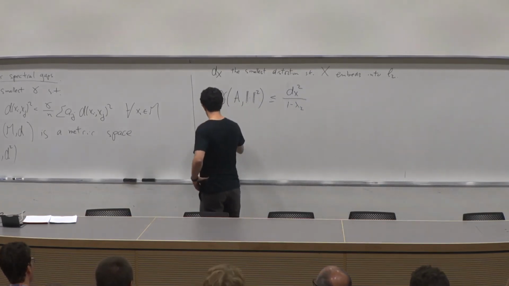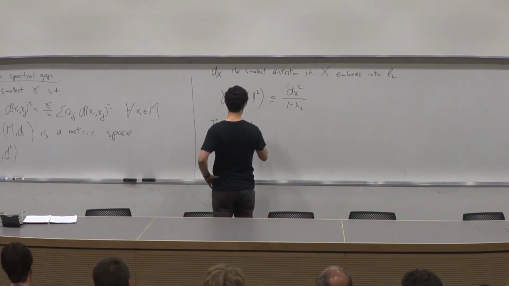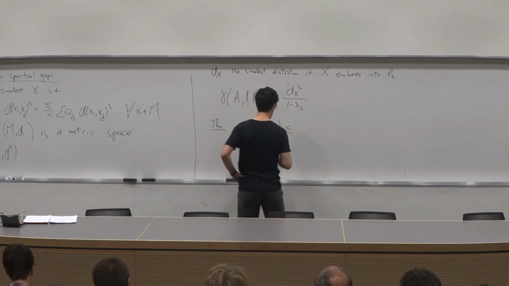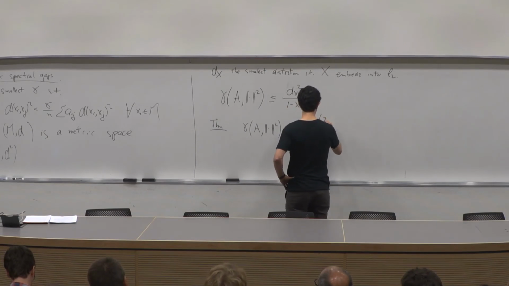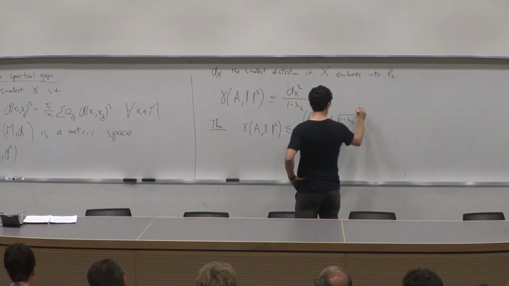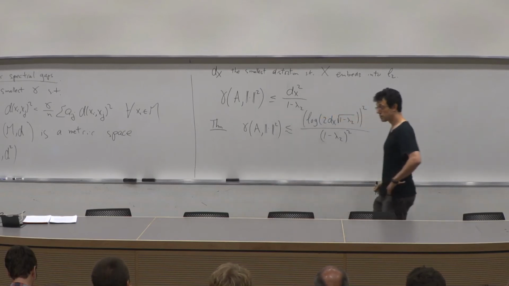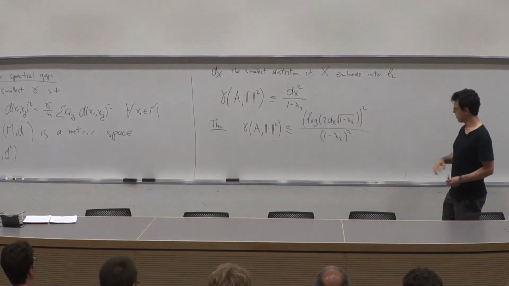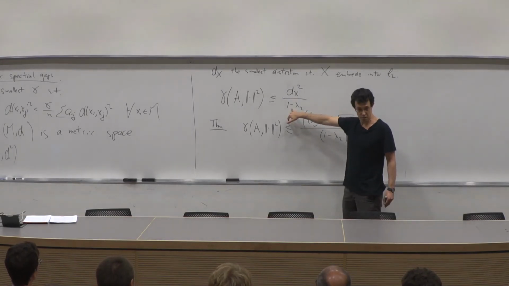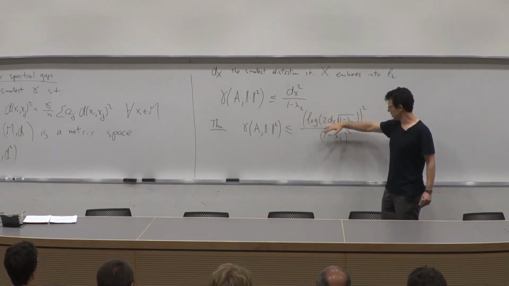So the theorem is that actually gamma of A x is less than log of 2 dx, squared, over 1 minus lambda 2 squared. So this is incomparable. The singularity when lambda 2 tends to 1 is better here, but the dependence on the distance, how non-Euclidean you are, is better here.